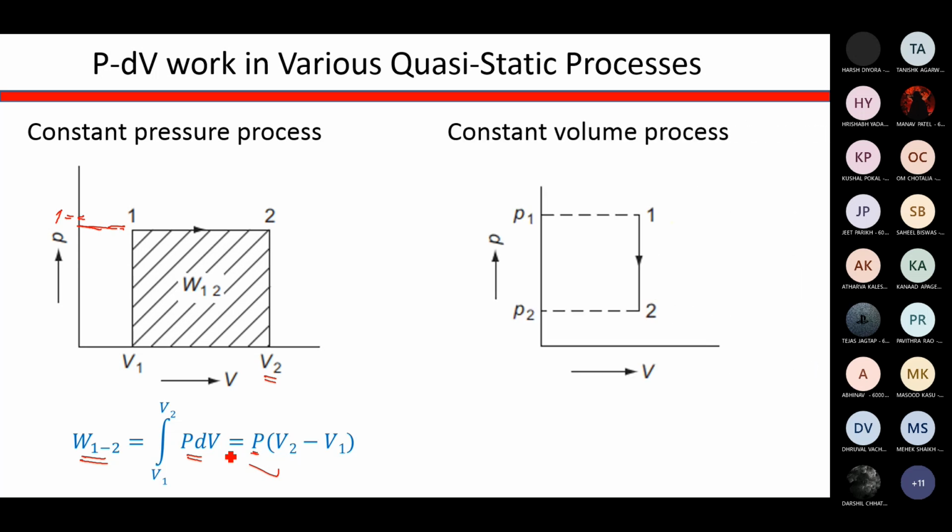Now look at the next process, work done in a constant volume process. So show the PV diagram here. Then state point 1, state point 2. Now this time the volume remains constant and pressure changes from P1 to P2. But as the volume is constant, this dV term will be 0. So that's why the work done in a constant volume process will be 0.